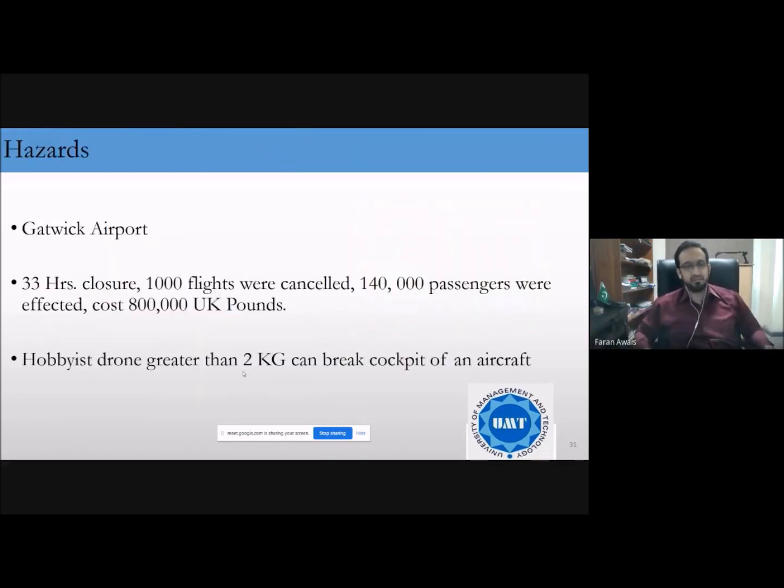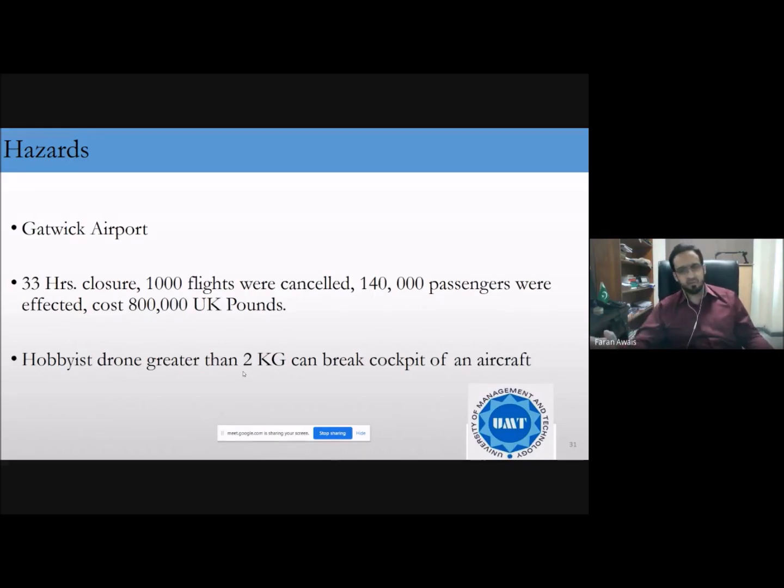So from these, we can see that there are huge hazards. I'm going to give an example of Gatwick Airport. Back in December 2018, two small mini drones were seen at Gatwick Airport, and since they were not authorized, there was a lot of chaos because of that. 33 hours closure of a busy airport led to 1,000 flights being cancelled, and 140,000 passengers got affected.